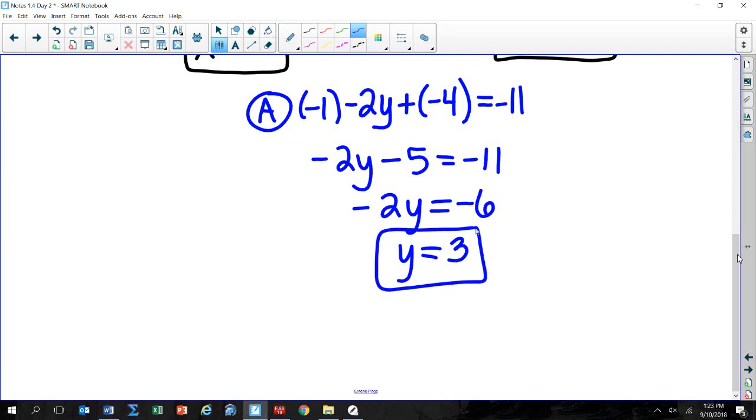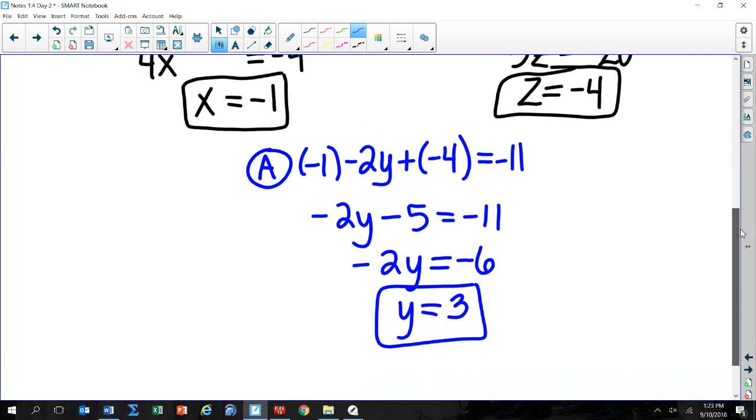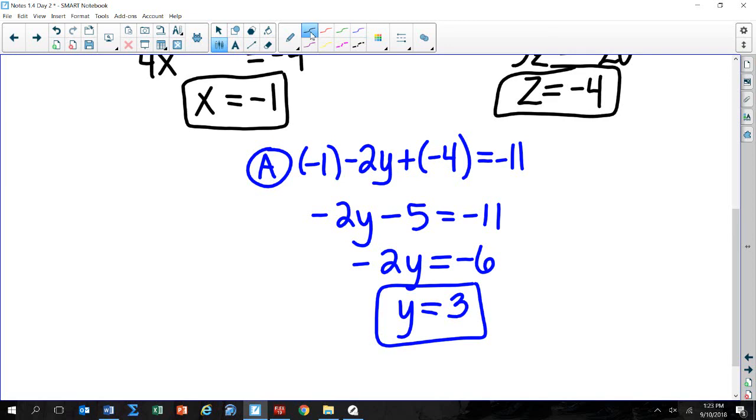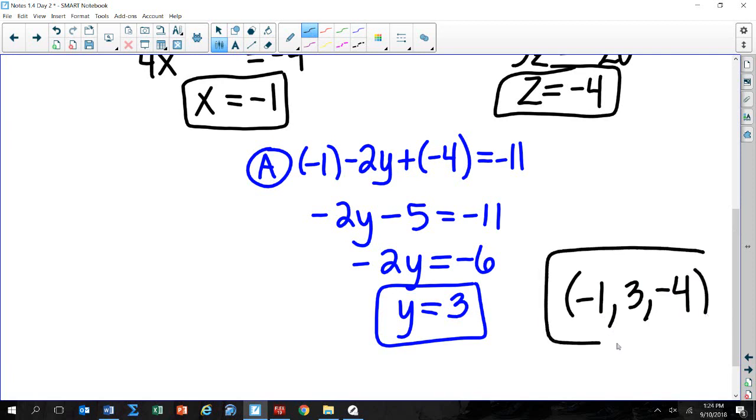So do we get all 3 of them? Sure did. Tyler, tell me how I write that as an ordered triple for my solution. Negative 1, 3, and negative 4. Excellent. Any questions about that? Yeah, that's it.